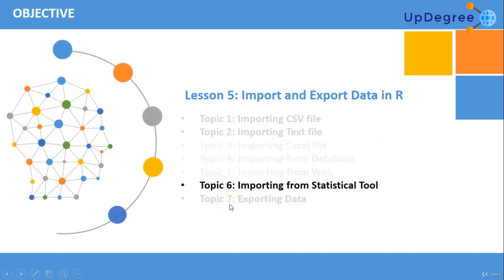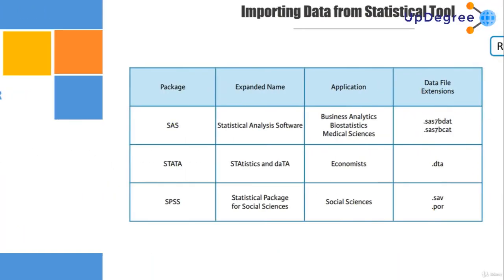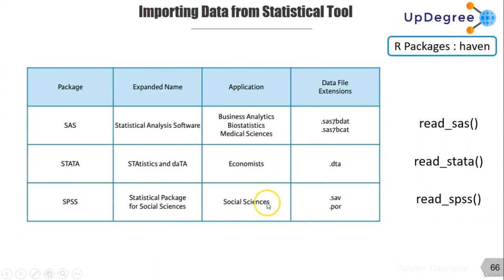And the last one is importing from statistical tools. Why is this important? Because apart from R, there are a lot of other statistical tools which are used in different scenarios. Like SPSS is mostly used in social sciences, Stata is used in economics, and SAS is used across industry. Whenever these tools are used, the output is different. All are not the same. Like in R we have .R files, similarly SPSS has .sav, and Stata has .dta. So different kinds of files. Now how to import these kinds of files?